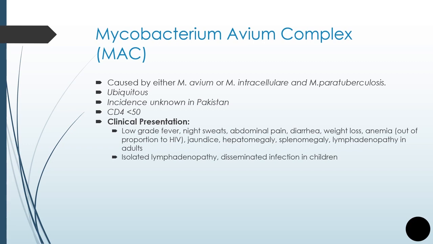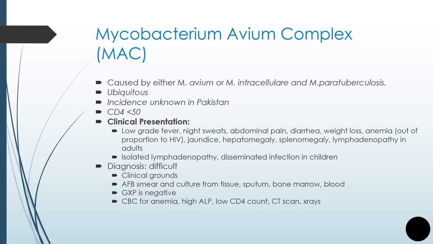Isolated lymphadenopathy has been noted in disseminated infections in children. Diagnosis is usually made on clinical grounds, and AFB smear and culture from tissue, sputum, bone marrow, and blood can be sent, which can grow the Mycobacterium avium complex. GeneXpert is negative. Supportive tests include anemia in CBC, high alkaline phosphatase levels, low CD4 count, and CT scan showing a typical picture of disseminated infiltrates, and X-ray findings that can show bilateral infiltrates, cavitary pneumonias, or consolidation.